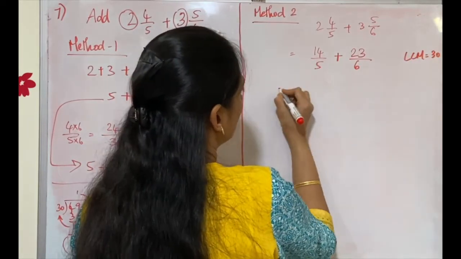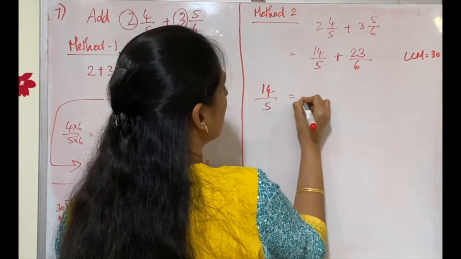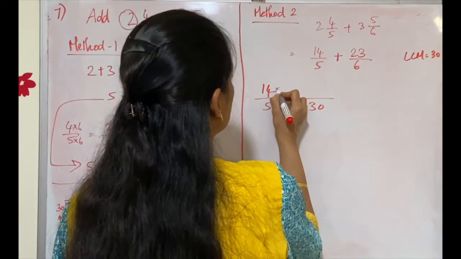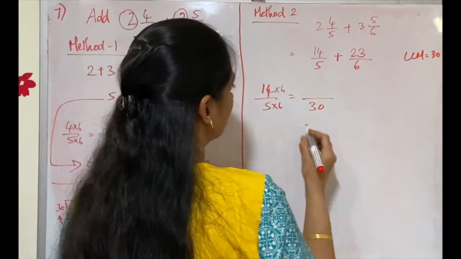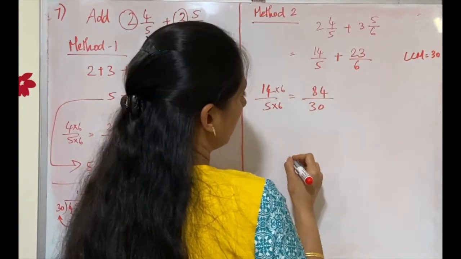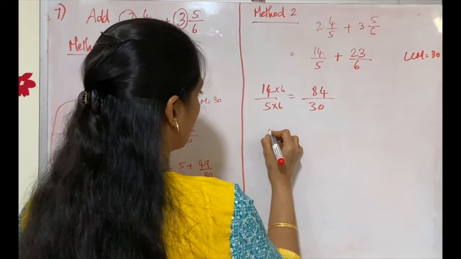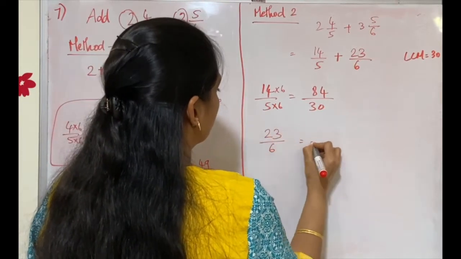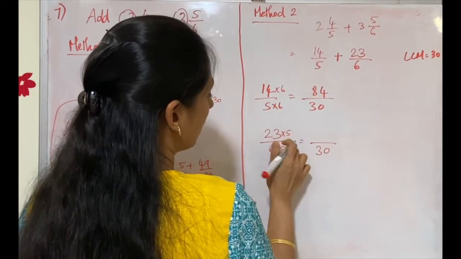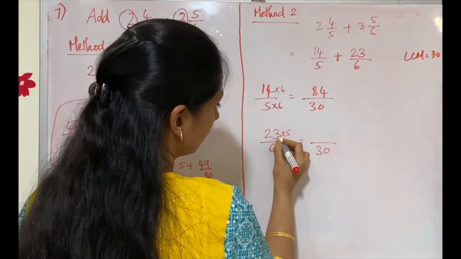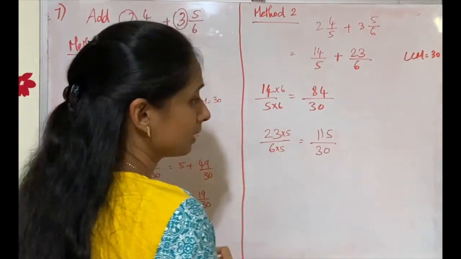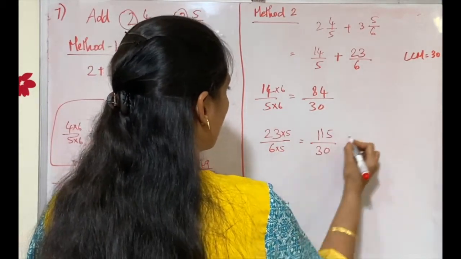30. Okay, so what should we do? 14/5, we should convert it into another fraction with denominator 30. So here if you multiply with 6, there also with 6. 6 4s are 24. 6 1s are 6, and 84. This becomes 84/30. 23/6, you convert like this. I'm not doing the calculation so far. 5 into 3 is 15. 5 into 2 is 10. You have 115 here. So what should I do now?